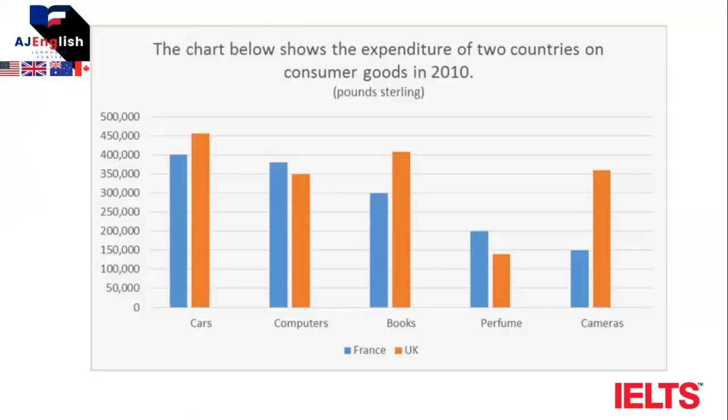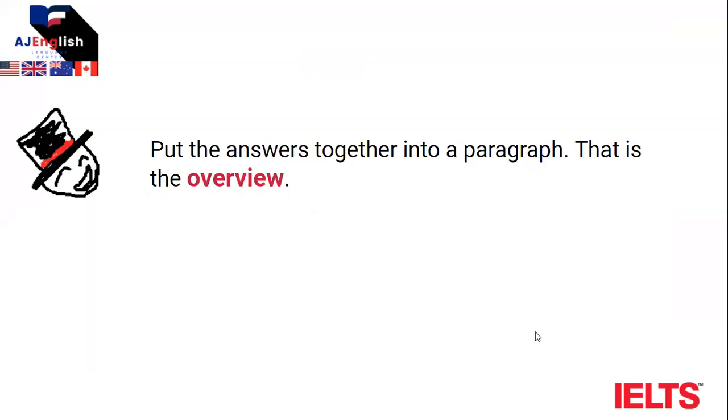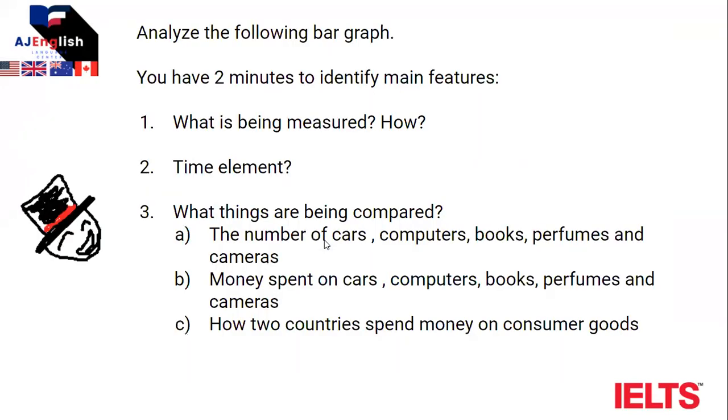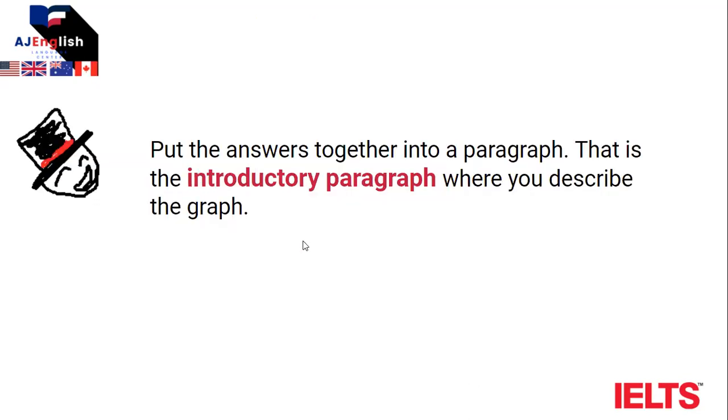And the graph or the chart. And here we go. Once you finish answering those questions, you're going to put the answers together into a paragraph. That was going to be the overview. So what do we do? First, we got these questions to identify the main features and what is being measured, time element, what's being compared. And then we put those into the introductory paragraph.